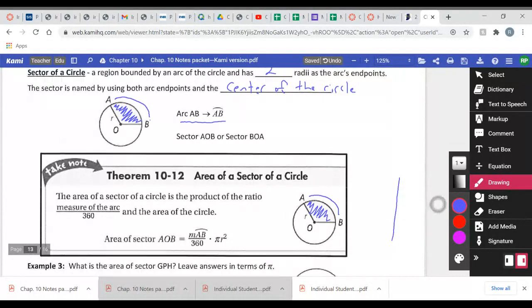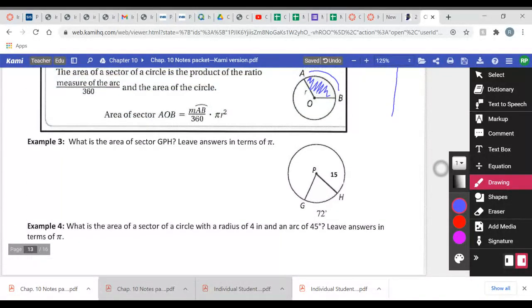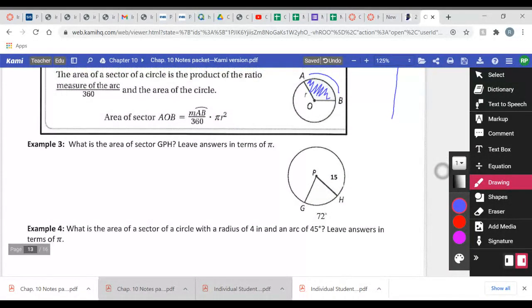So down here, it says, what is the area of sector GPH? So that is referring to this section right here. And it says leave the answer in terms of pi. So we're using the formula that we see above right here. We're using this formula. So the measure of the arc, I can see arc GH is 72 degrees.